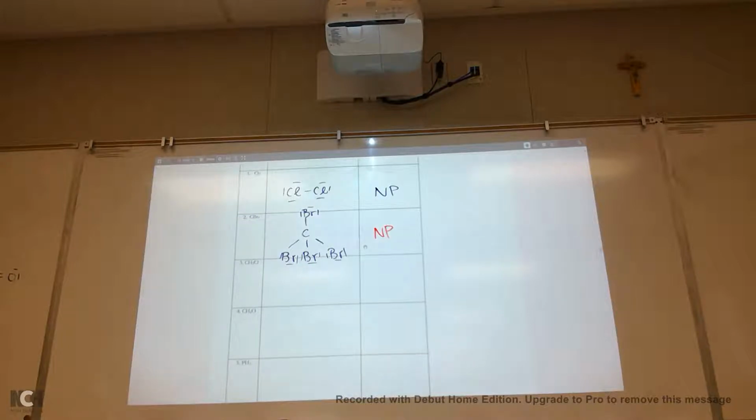Remember, as you move across the periodic table, your electronegativity increases. As you move down, it decreases. But that does make it kind of hard, because with carbon versus bromine, carbon is further to the left, so it should be less, but then it's higher up, so that's why it gets more complicated.